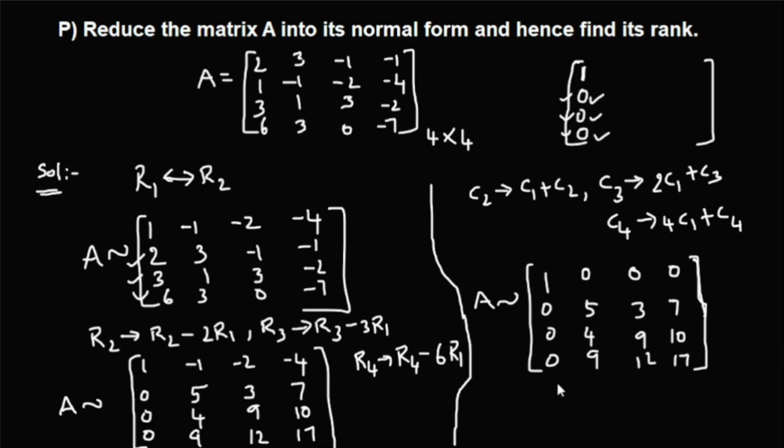So you can make fourth row as 0. How? R4 minus R2 plus R3. You add these two rows and subtract from this, you will get 0 here, right? So I move to the next slide. Here it is, R4 implies R4 minus R2 plus R3.